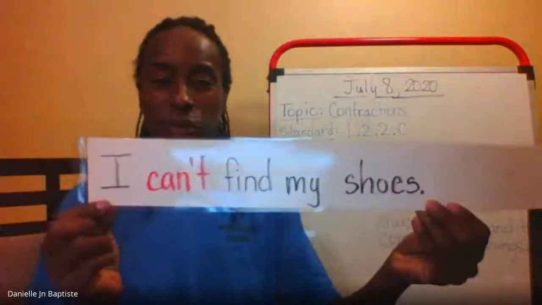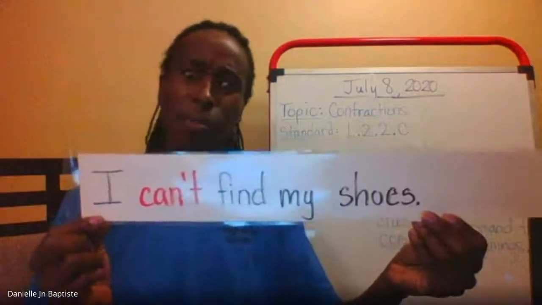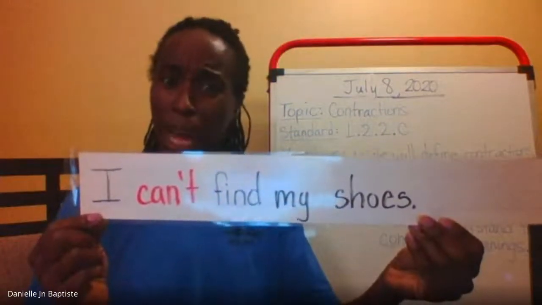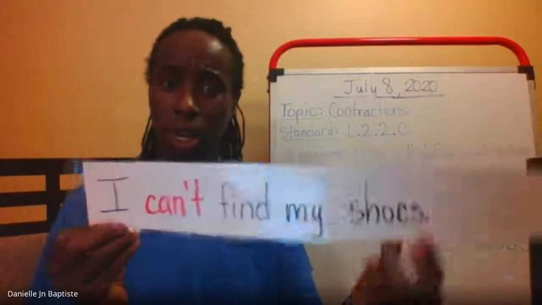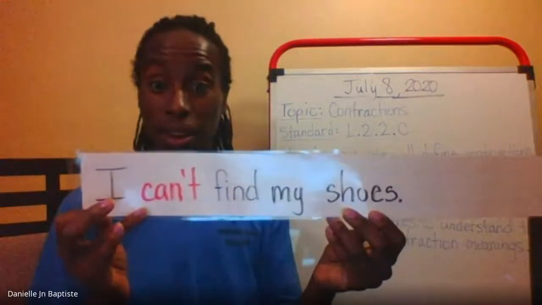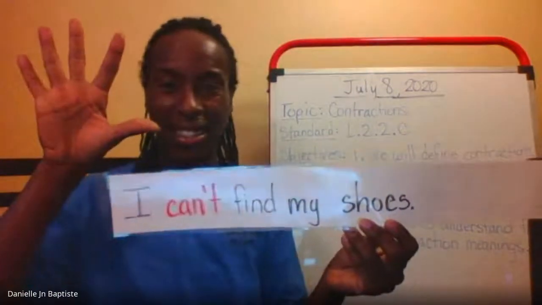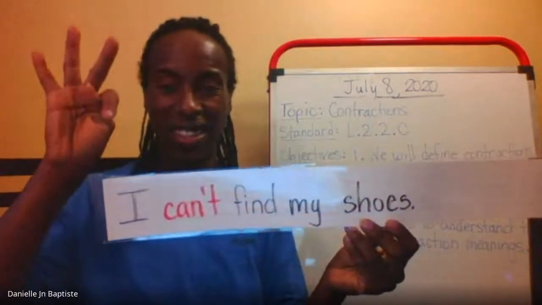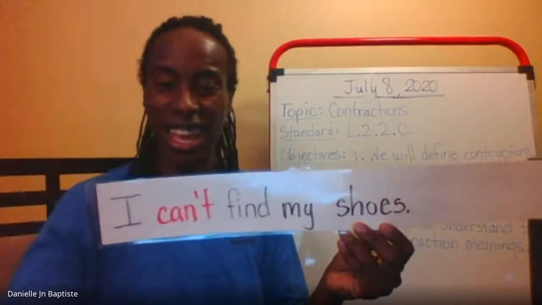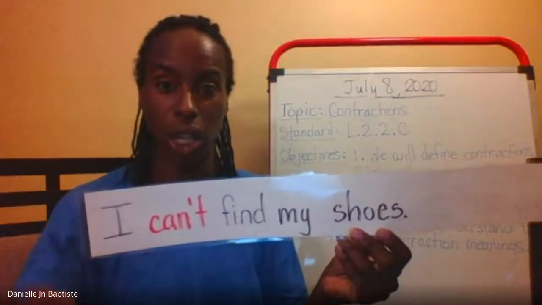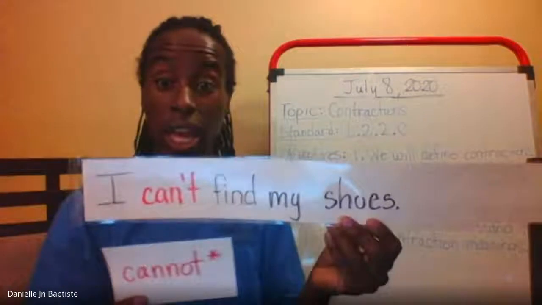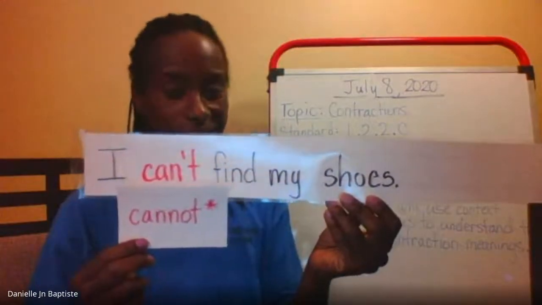The next sentence. I can't find my shoes. I can't find my shoes. What does the contraction can't mean? You have 5 seconds. Hey, it's that special compound word. Can't means cannot.